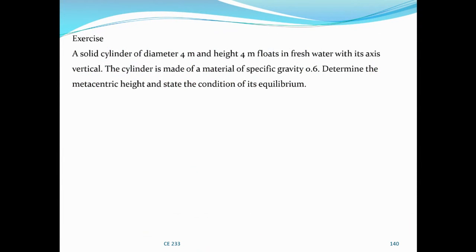So this is an exercise for you to try. You need to really solve some problems to understand these concepts very well. It's an exercise, you can try and do it. A cylinder: determine the metacentric height and state the condition of its equilibrium.